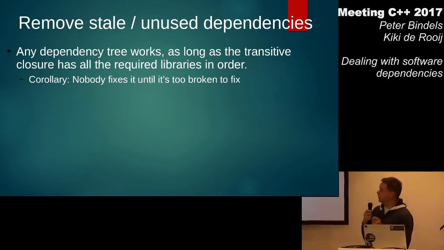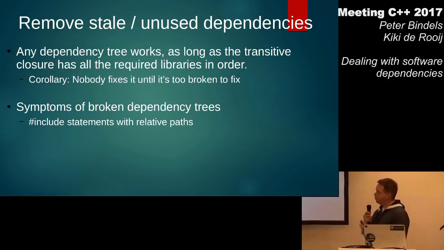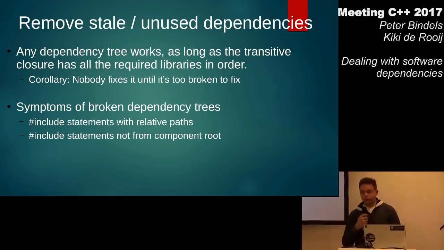And this has symptoms that you can recognize. One of those symptoms is that you have include statements with relative paths, as in it couldn't find the include otherwise, so I'll just add a relative include here, go up one directory and go down two. Or just include it from some place, as in the root of all the things that we have, or just an absolute path, just /user/include, etc. Because somebody didn't get a dependency to the component that exposes it.